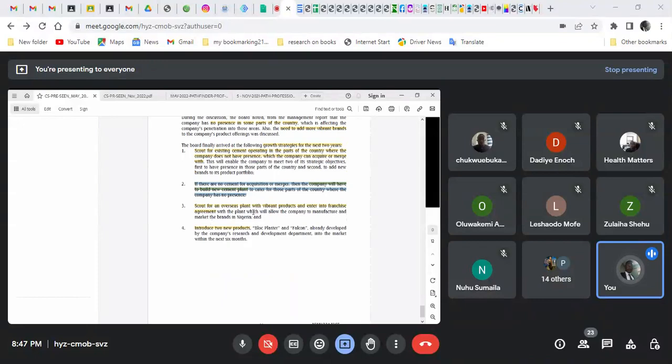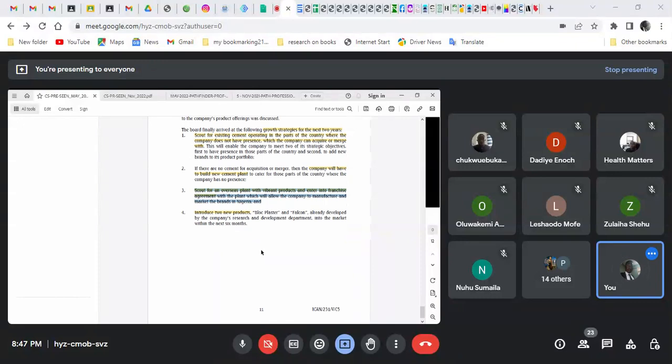Scout for an overseas plant with vibrant products and enter into franchise agreement. This also suggests financial data because if you enter franchise, you will pay and you will expect some profit from it. Then introduce new products, block and pasta and block pasta and falcon, already developed by the company research and development department, into the market in the next 6 months.